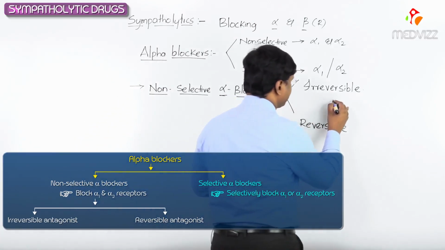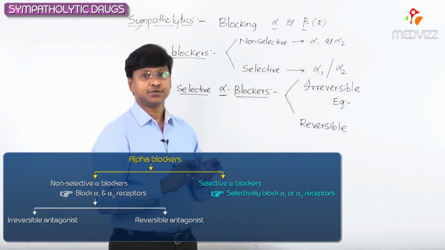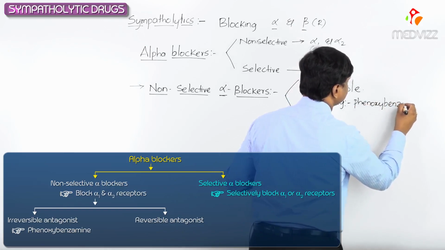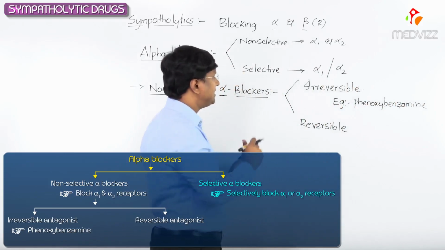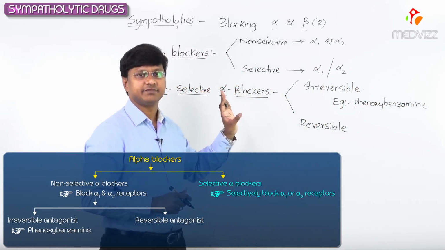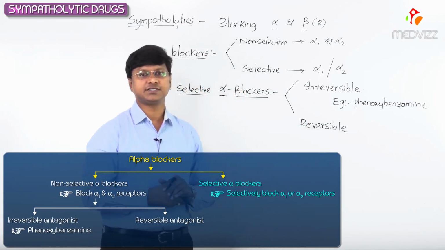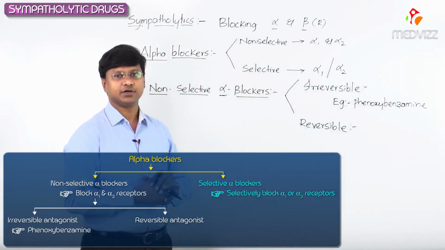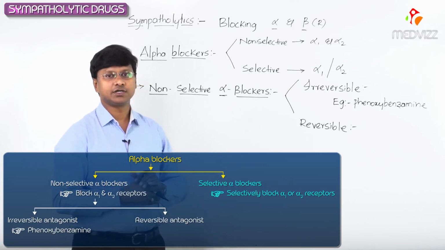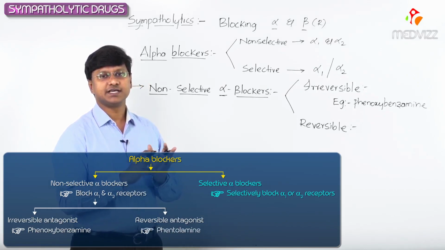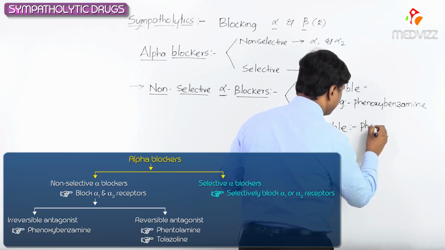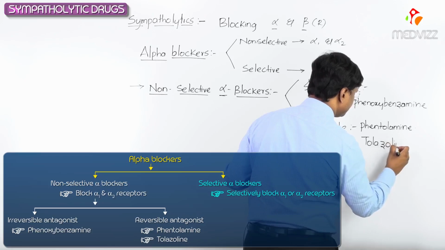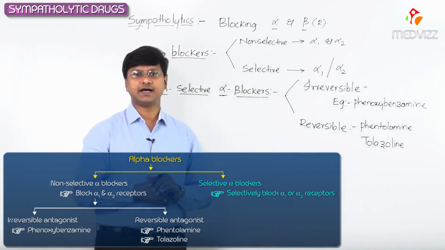The example of an irreversible antagonist is phenoxybenzamine. This phenoxybenzamine is a non-selective alpha blocker and it irreversibly blocks the alpha receptors. Whereas for the reversible non-selective alpha blockers, the examples are phentolamine and tolazoline. So these are the reversible non-selective alpha blockers.